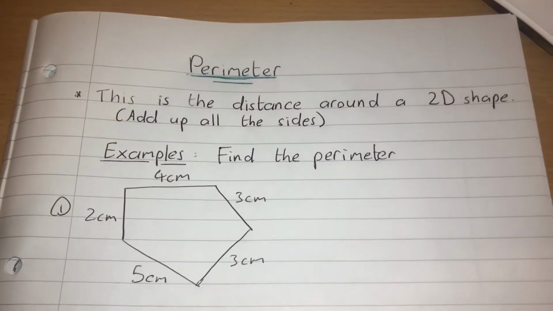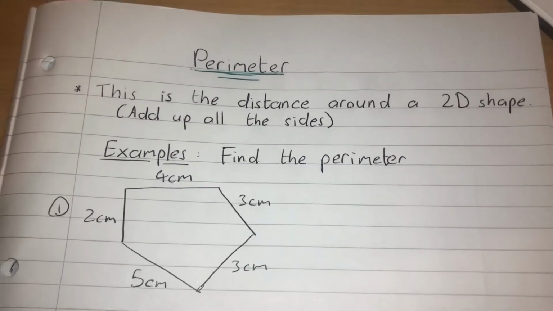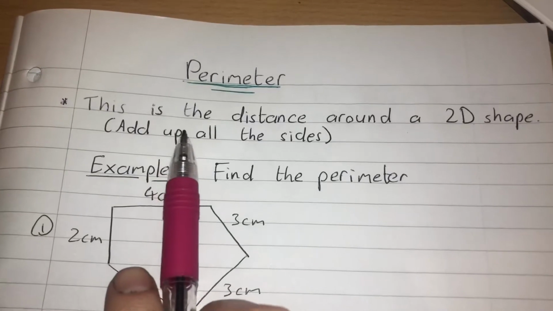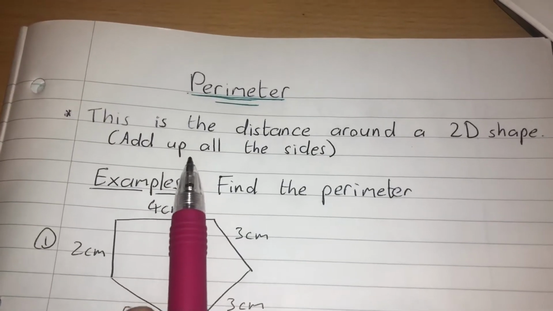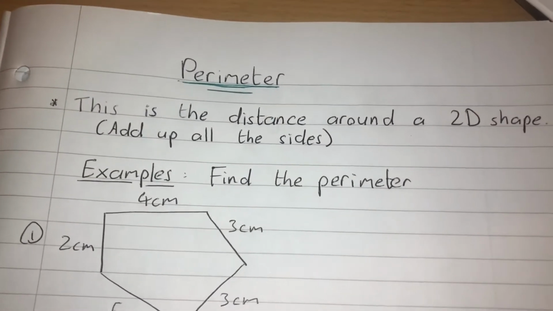So in this video, we're going to look at perimeter for two-dimensional shapes. I'll start off by explaining very simply what the perimeter of a shape is. Perimeter is simply the distance around a two-dimensional shape. So if you think about it, it's essentially just adding up all the sides.